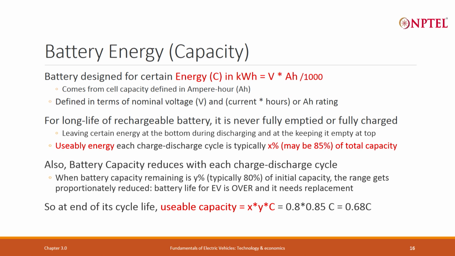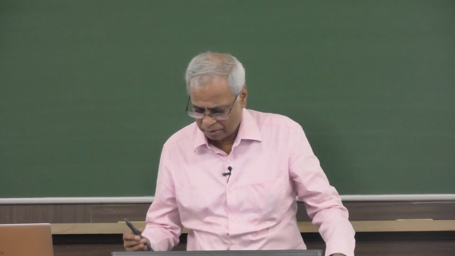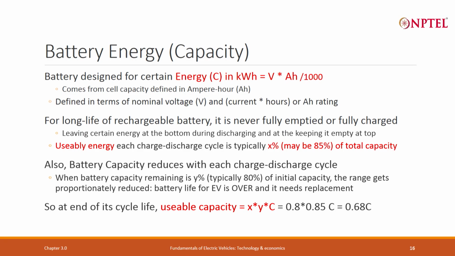So, what is the actual usable capacity? Usable capacity becomes X into Y into C at the end of its life, close to the end of life. In the beginning, it is X into C.